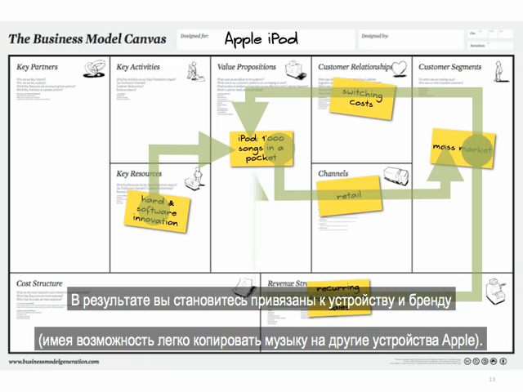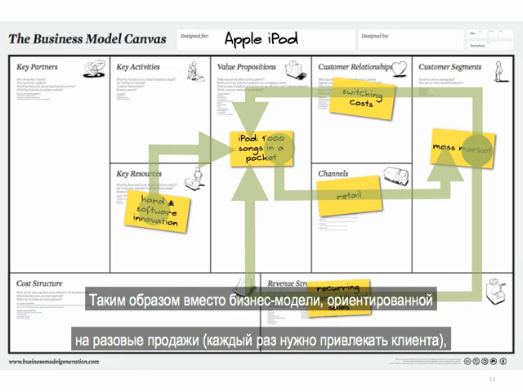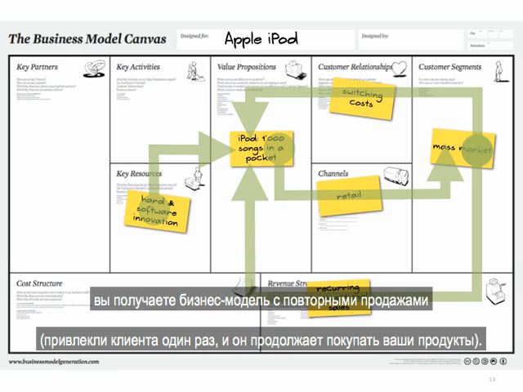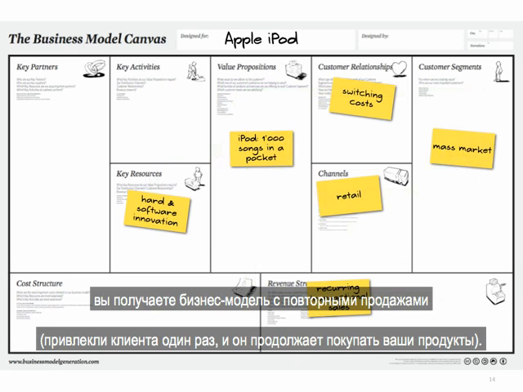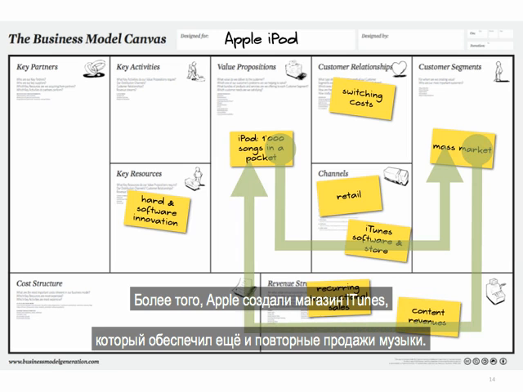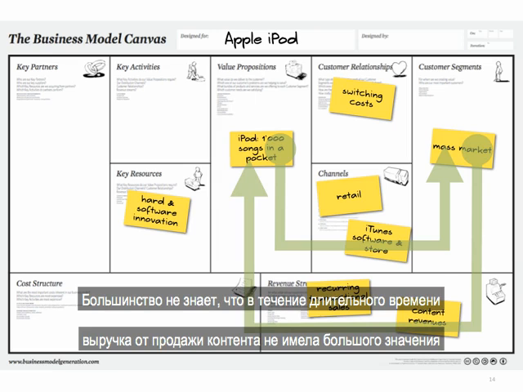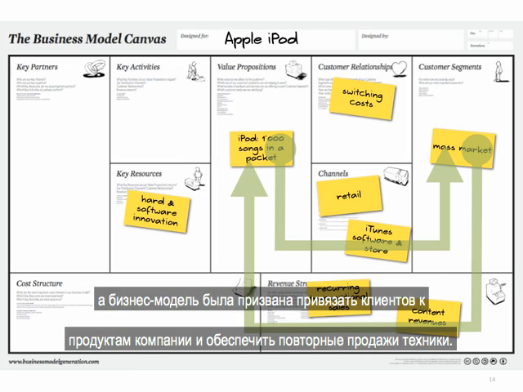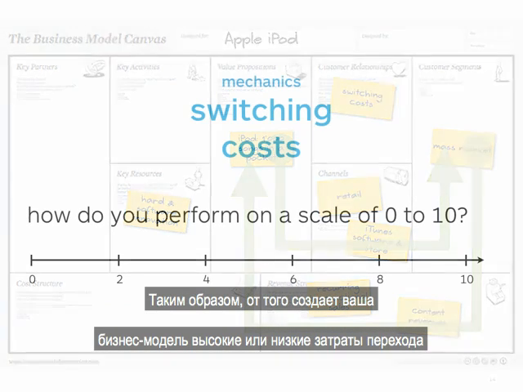For Apple, that meant that they would be able to produce recurring transactional sales. Because you're locked into the Apple system, probably you're going to buy Apple products later on. And in addition to that, they created the iTunes software and the iTunes Store, which allowed them to create recurring revenues from content. What most people don't know is that for a very long time, the content revenues were not that important, but Apple built up this system with the switching costs mainly to create recurring revenues from selling devices, from selling hardware. It's a wonderful example.